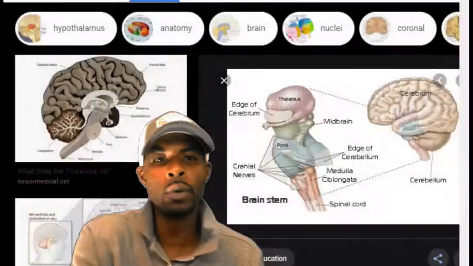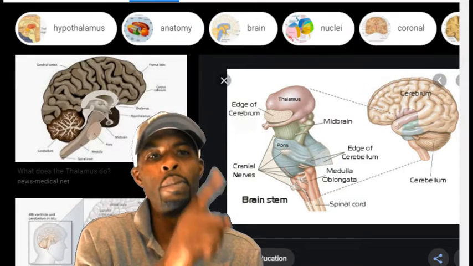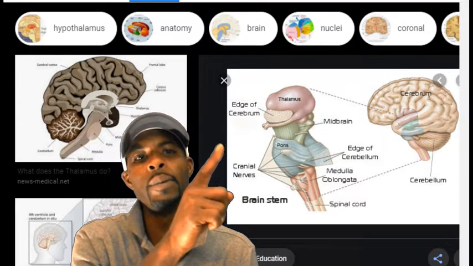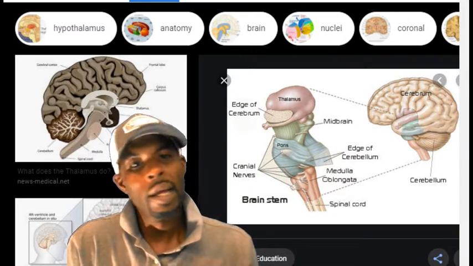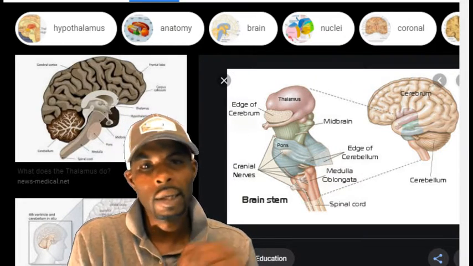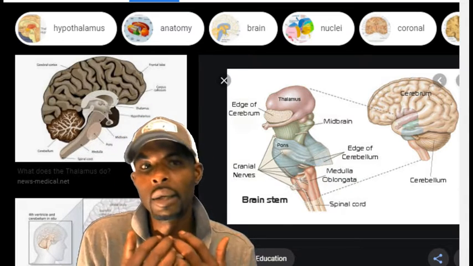All right, so let's move on. So this is your brainstem. As you can see, this is your brainstem, right? And at the top of your brainstem, you have your thalamus. It looks like a person. That's the joystick. All right, that's what controls everything. Your brainstem controls your entire being, right?